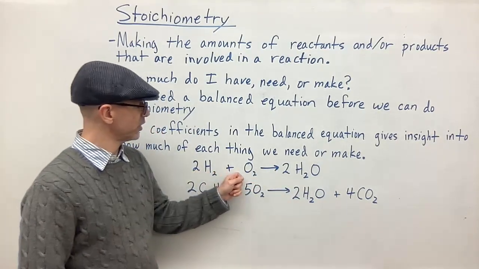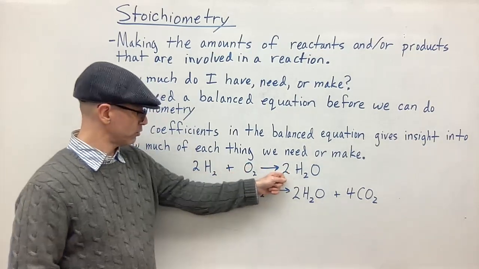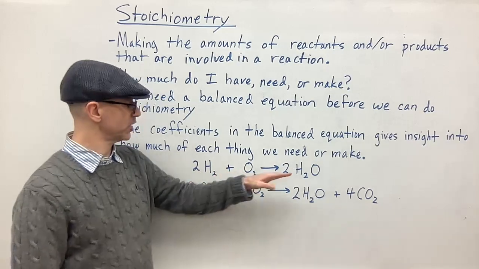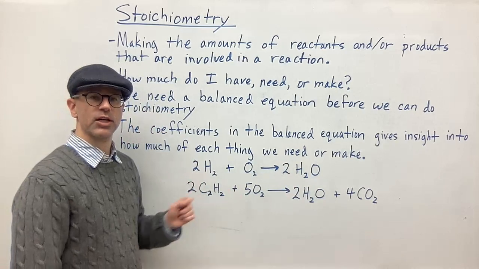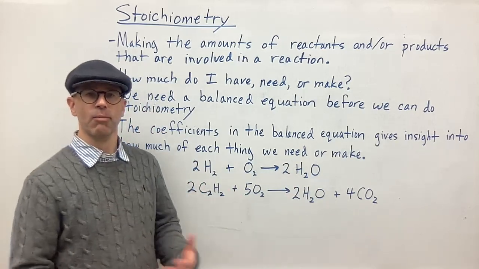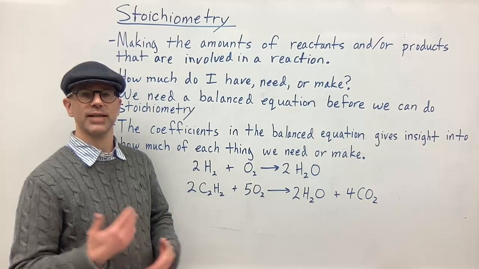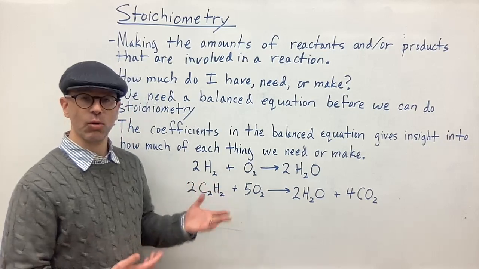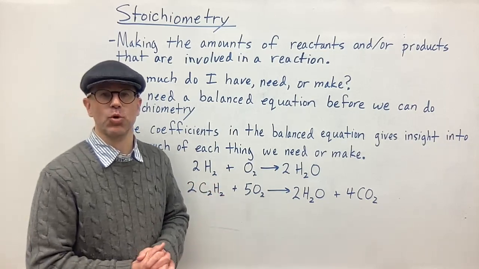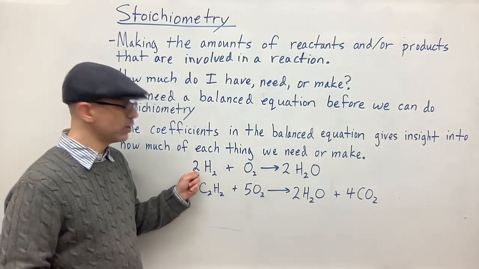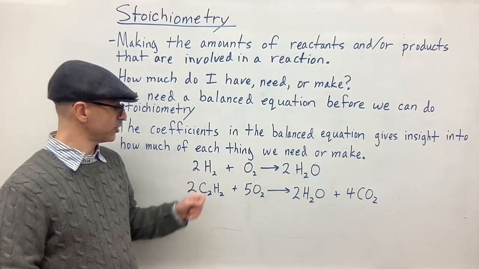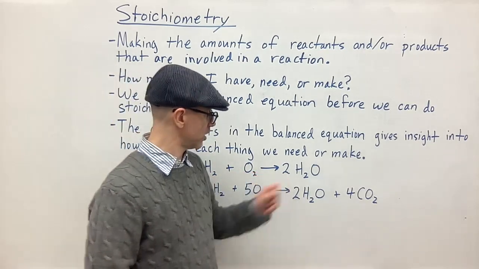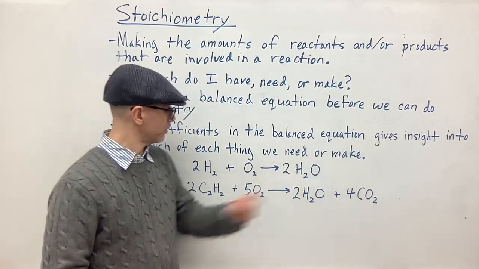So not only can we think of the coefficients as molecules, right? Two molecules of hydrogen reacting with one molecule of oxygen to create two molecules of water, but we can think of these as moles too, because remember, a mole is just a number. A mole is Avogadro's number, 6.022 times 10 to the 23rd. That is a mole. So same as if I use the word dozen, right? So if I had 2 dozen molecules of hydrogen reacting with 1 dozen molecules of oxygen, that will give me 2 dozen molecules of water, right?